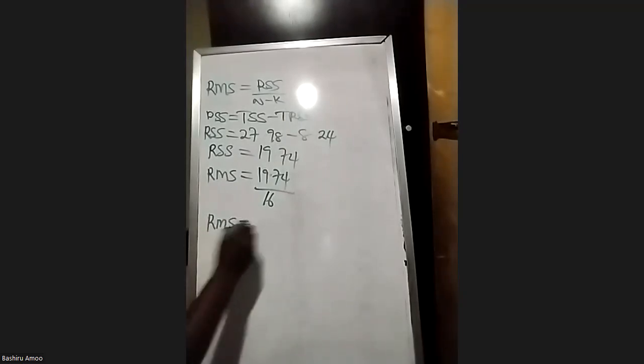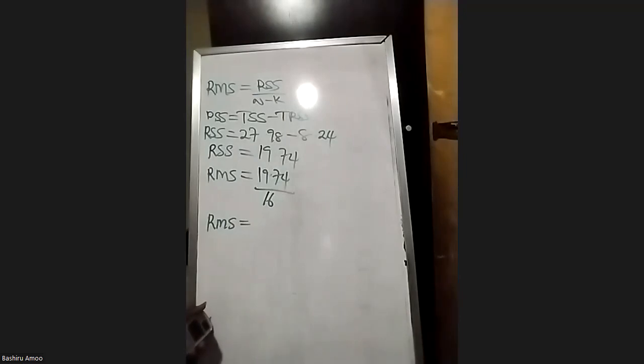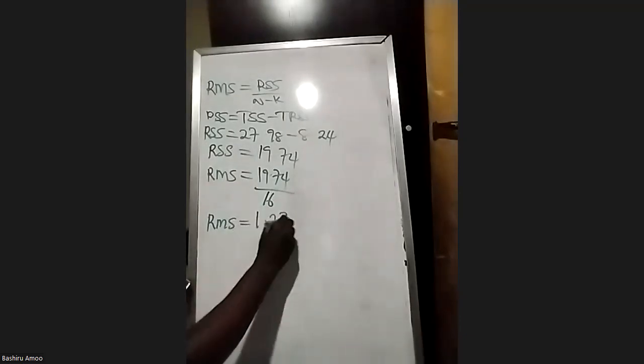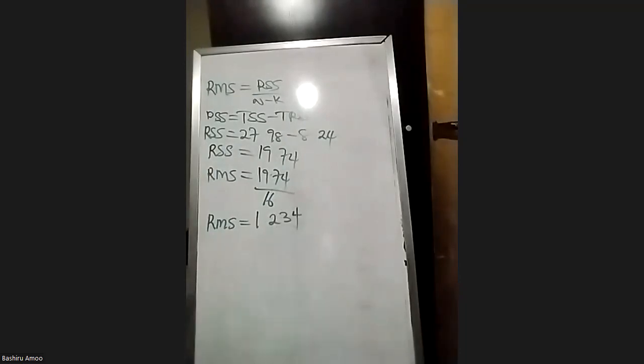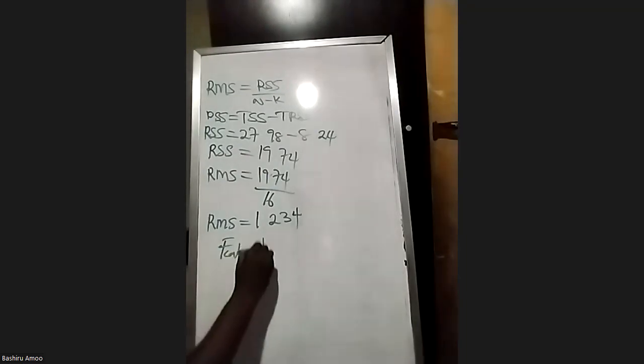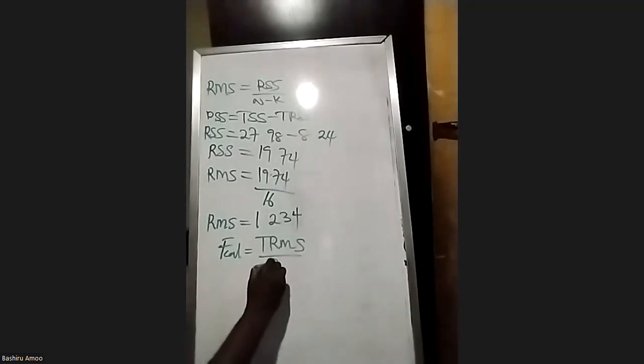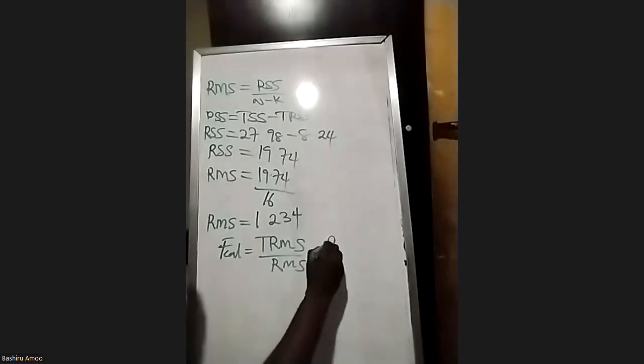So residual mean square will now be 19.74 divided by 16, which is 1.234. So to get the F calculated now, we use treatment mean square divided by residual mean square. Now we've gotten the value. My brother, what's the value of treatment mean square again? 2.74, Abi. Am I right?